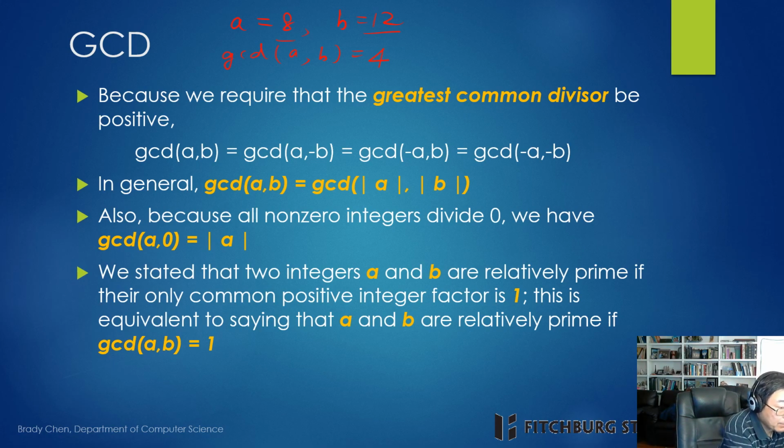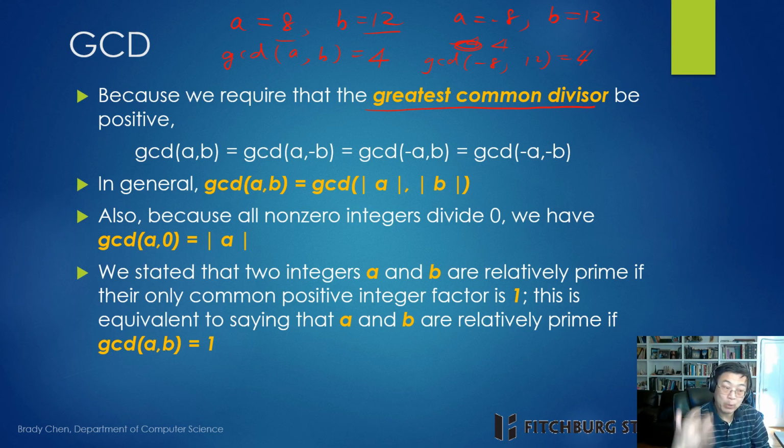Now, what about this? A is negative 8, b is 12. Of course, negative 4 divides negative 8, and negative 4 divides 12. But by the definition, the greatest common divisor has to be a positive number. So it's also 4, right? So the greatest common divisor of negative 8 and 12 is also 4, even though negative 4 divides both numbers. But by the definition, to make sure the greatest common divisor is unique, we always assume it's a positive number.